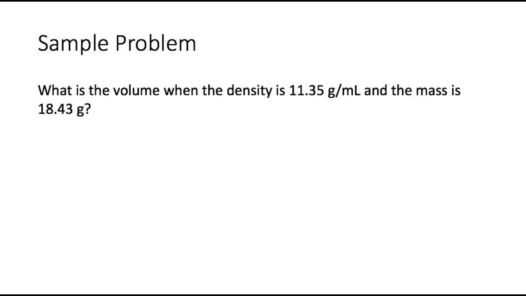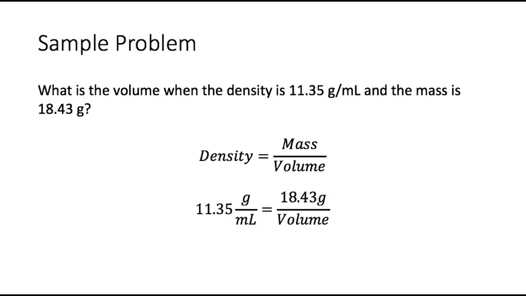Our second sample problem is, what is the volume when the density is 11.35 grams per milliliter and the mass is 18.43 grams? Now, recalling that our equation for density is mass divided by volume, I'm going to start plugging the values that I was given into the equation. I was given a density of 11.35 grams per milliliter and a mass of 18.43 grams. So that means my equation now looks like this. 11.35 grams per milliliter is equal to 18.43 grams divided by volume.